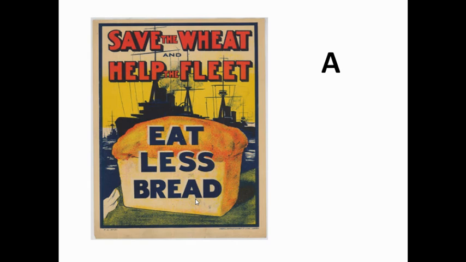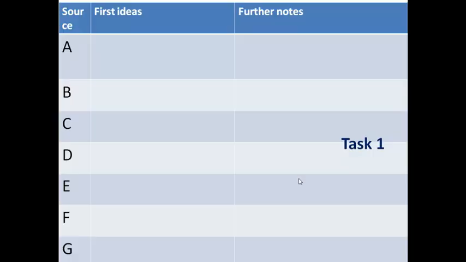Now, who can remember the years that World War One took place? Call them out. Okay, so I expect you got that right. It was 1914 to 1918. So rationing was only introduced right at the end of the war. And so that might make you think that maybe the food shortages weren't quite so bad, and we'll talk a bit more about that later. So that's source A.